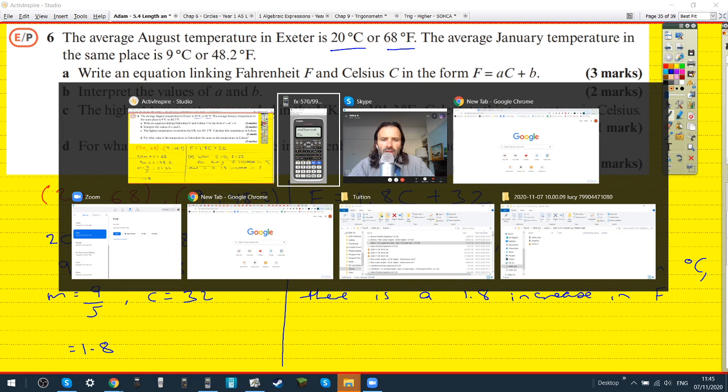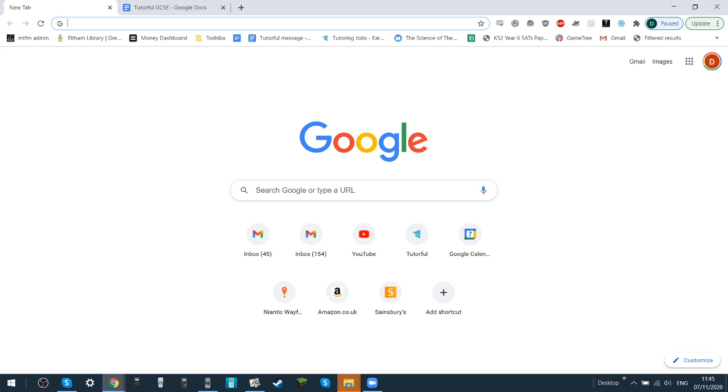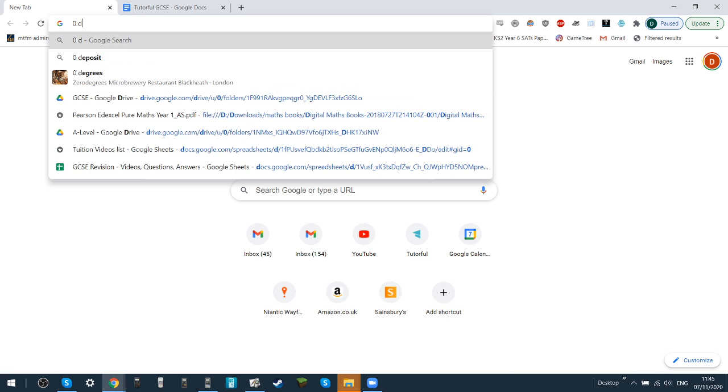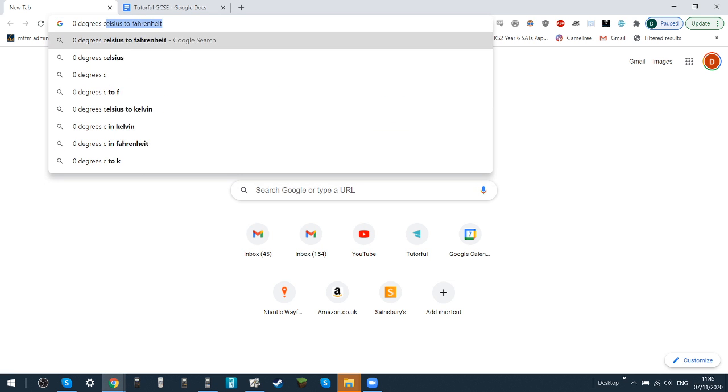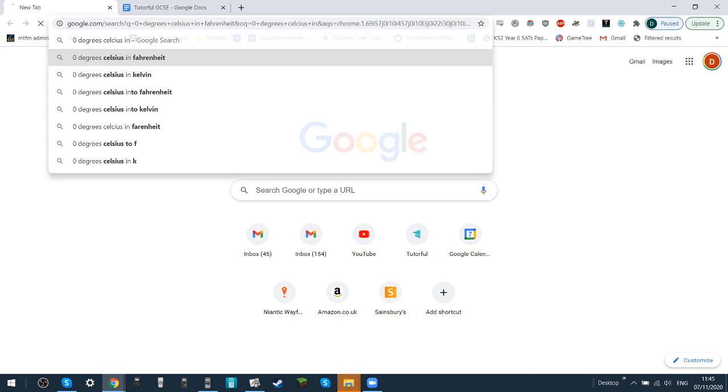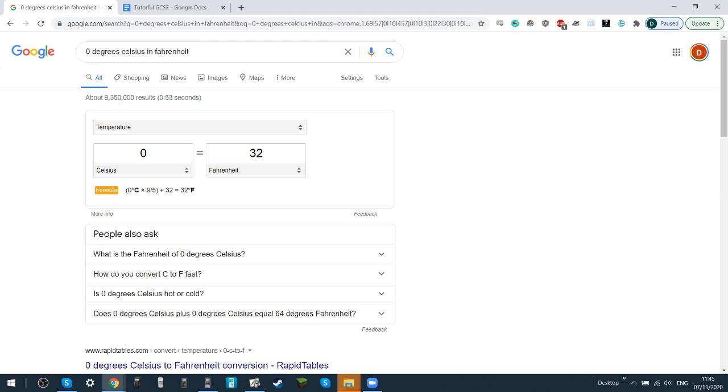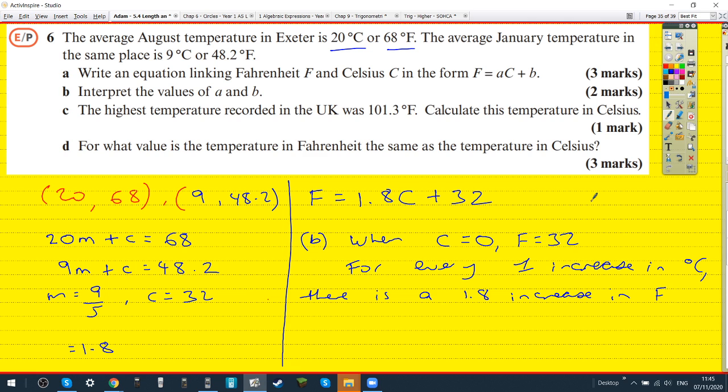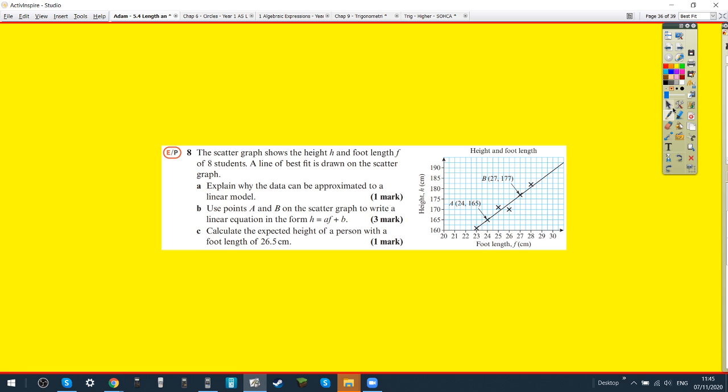That's good. I just want to check something. 0 degrees Celsius in Fahrenheit is 32. That is it. 9 over 5 plus 32. Okay. That's weird. Their freezing point is 32. Unless you have any questions there, I think we're good.